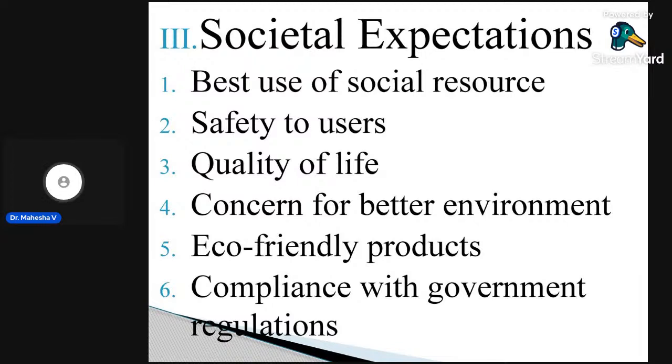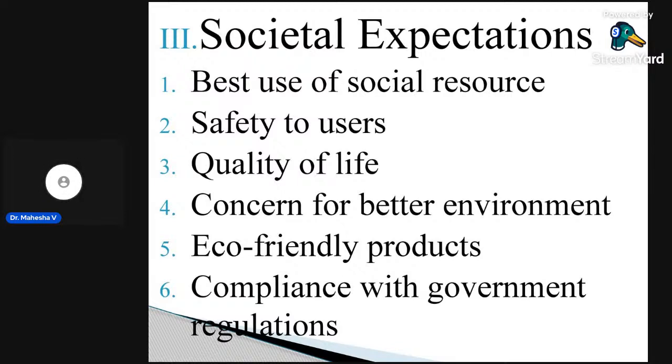For a particular product, how best can they ensure safety and security towards the customers? If the product is not subject to safety and security, it is not advisable to the customers. It is not in favor of the society. They may start objecting to the product. And the quality of life. Whatever product you are going to produce, it has to improve the quality of life of the customers. It should not be against the quality of life. Concern for better environment.